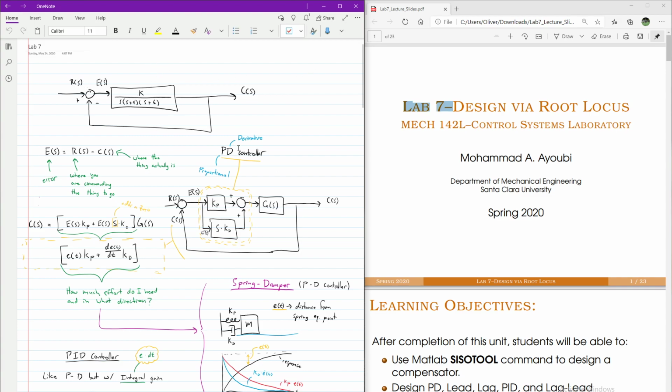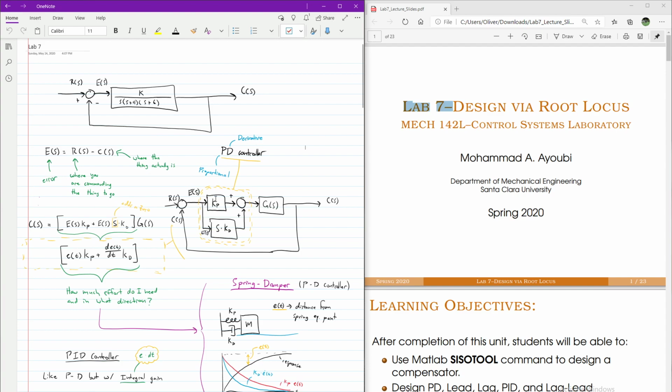Okay, let's talk about PD controllers. If we were to put something before G of S, this is G of S right here, such that we get a response that we want, we could use a PD controller. And what it stands for is proportional and derivative. And it looks like this.